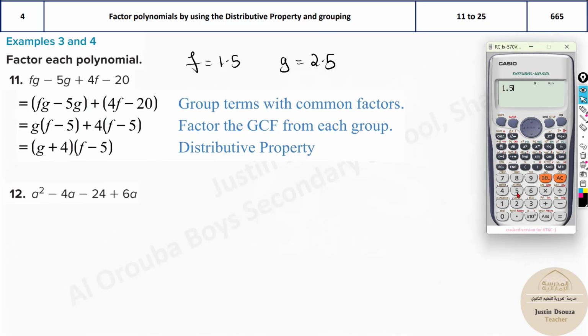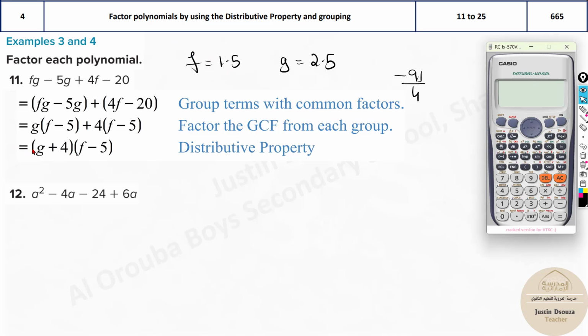F is 1.5 in the question, this is multiplied by G is 2.5 minus 5 into 2.5. G is 2.5. Be very careful. Don't substitute wrong. You won't get the correct answer then. Plus 4 into 1.5 minus 20. Okay, what is the answer? It's 91 by 4. So it is minus 91 by 4. You have four options in front of you because this is topic number 4. You have MCQs. So just make sure you do the same substitution for all the options.